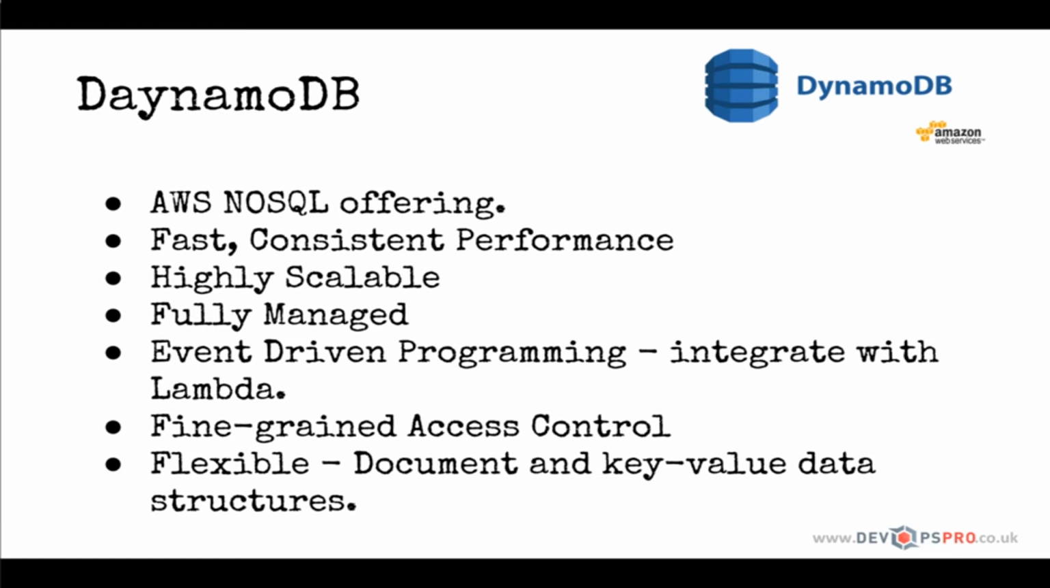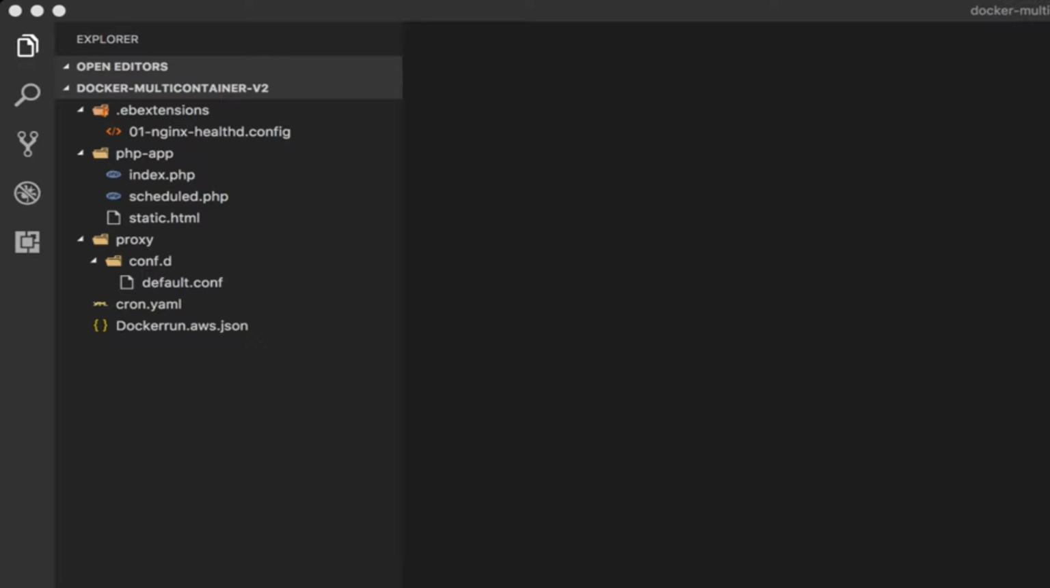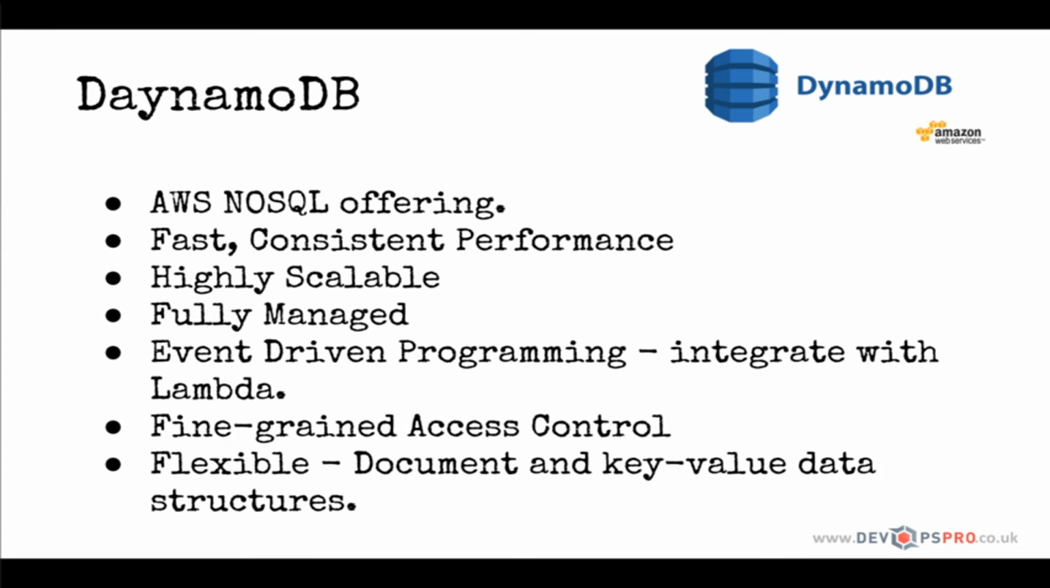The next service is also a database service. It's the AWS NoSQL database called DynamoDB, and it's an Amazon offering. It's very fast, with very consistent performance. You can set up the performance you want to limit it, or you can have it automatically scale up and down.